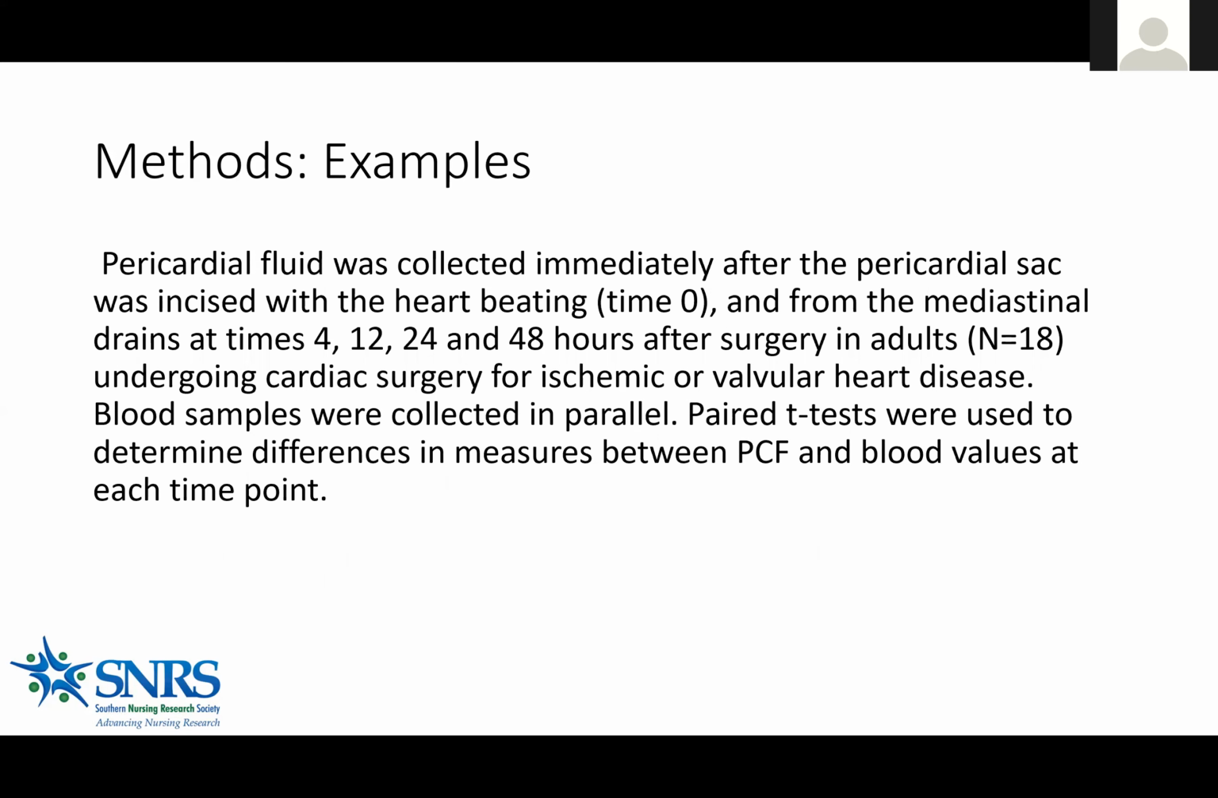Here's one that was a little bit shorter. So pericardial fluid was collected immediately after the pericardial sac was incised with the heart beating at time 0, and then from the mediastinal drains at 4, 12, 24, and 48 hours after surgery. So that's how it was collected. In adults, here's the sample size, 18, undergoing cardiac surgery for ischemic or valvular heart disease. So that tells you what was collected, when it was collected, and who the sample was. And then blood samples were collected in parallel. And then how did we analyze the data? Paired t-tests were used to determine differences in measurement between pericardial fluid and blood values at each time point.